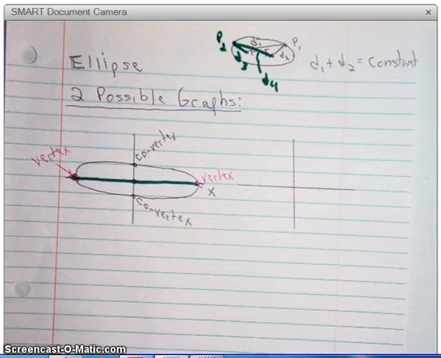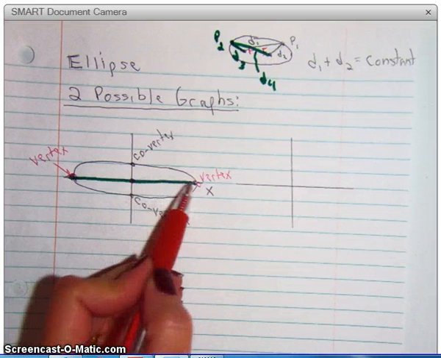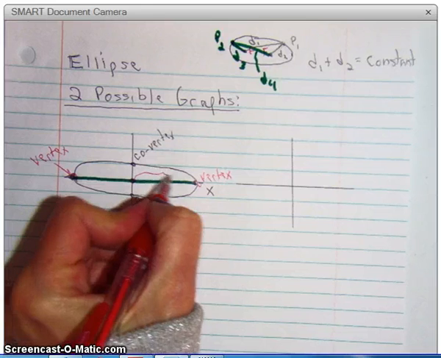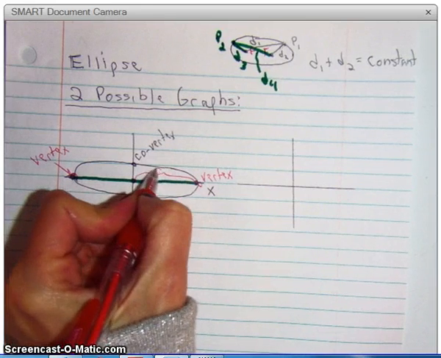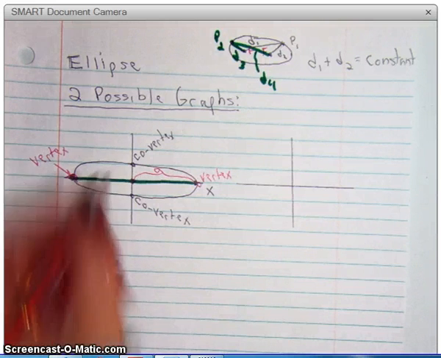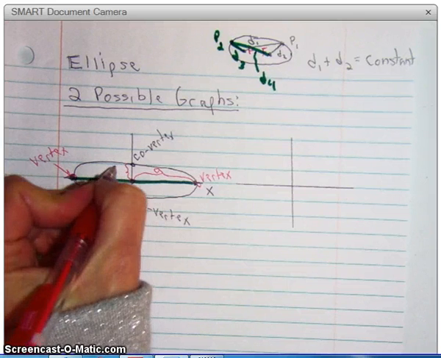Okay? The distance from the center to the vertex is always labeled A. That's a little a. Always A on the major axis from center to vertex. The distance from the center to the co-vertex is always labeled B.